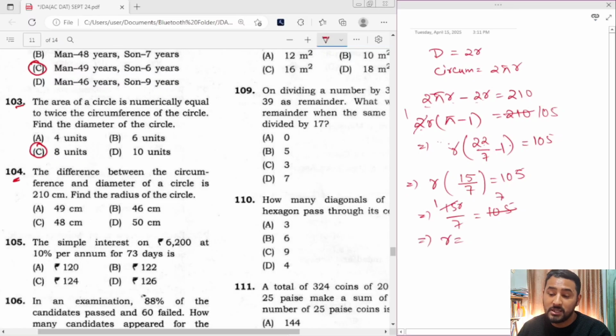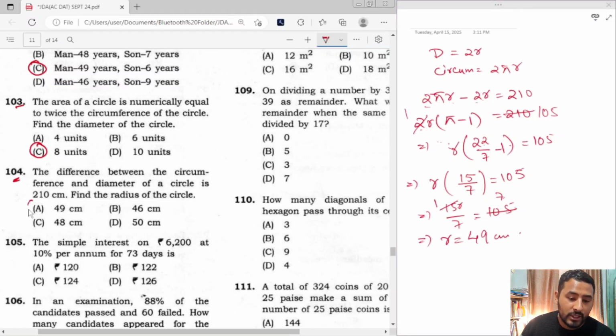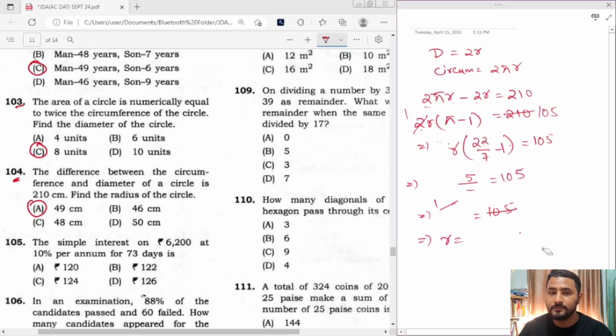Multiply the 7. Now see, this is the numerator, you cannot cancel if there is an equal sign in between. Okay, so 7 will be multiplied. You will get 49 centimeter. So the answer will be 49 centimeter for 104.